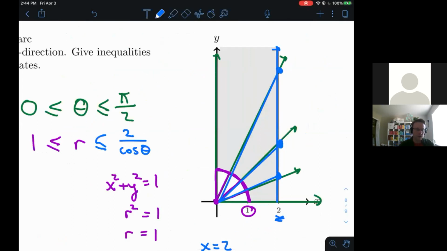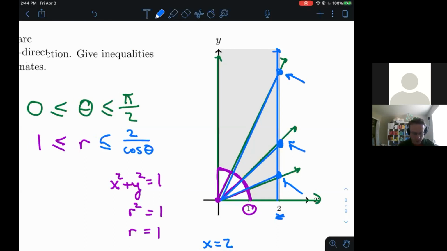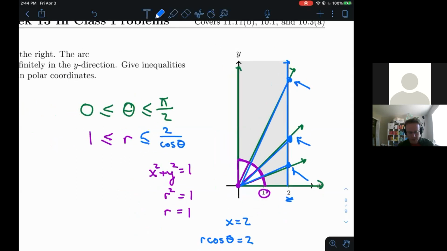And you could even plug in a few points just to convince yourself. If you plug in theta equals 0, theta equals pi over 6, and theta equals pi over 4, you can see these points getting farther and farther away, traveling along the straight line. All right, so those are the inequalities that would specify this shaded region.